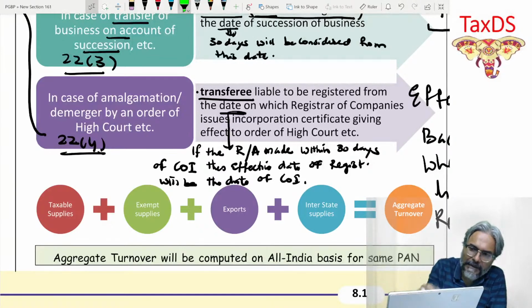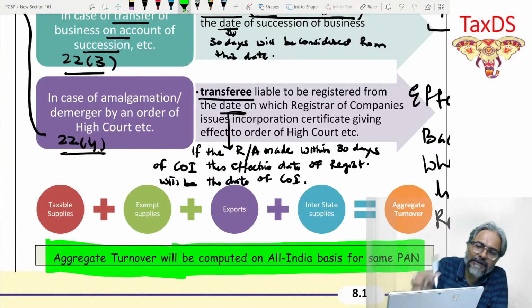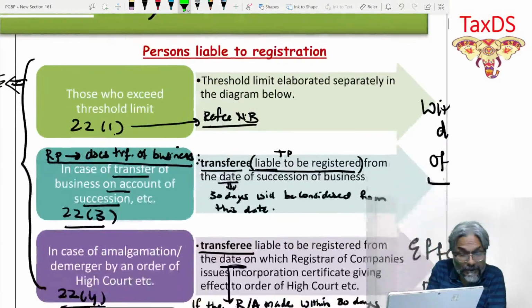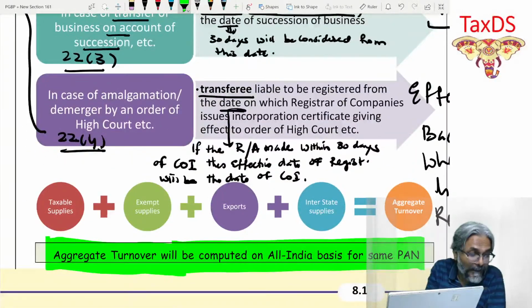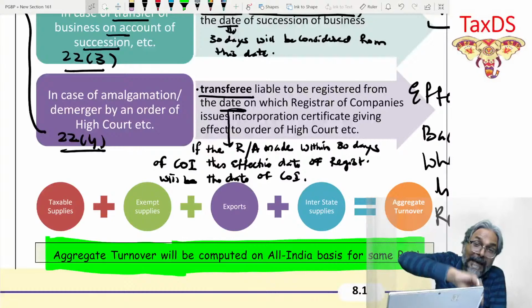Now, students, this statement is a very important statement. Now you will learn, students, that the first part of 22 I have left it, na? Turnover based threshold for the purpose of obtaining the registration. This point I have left it. So this point is what I'm now going to touch upon. For that turnover, students, you will require the concept of the aggregate turnover. Here, if the aggregate turnover is crossing a particular limit, then you will be liable for registration. So what is that aggregate turnover?